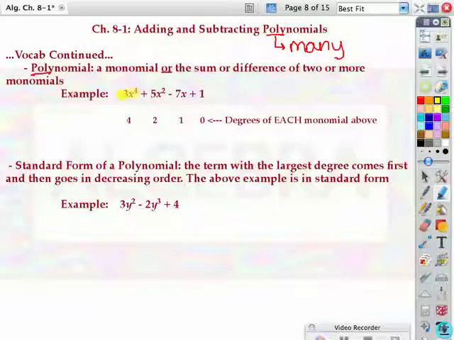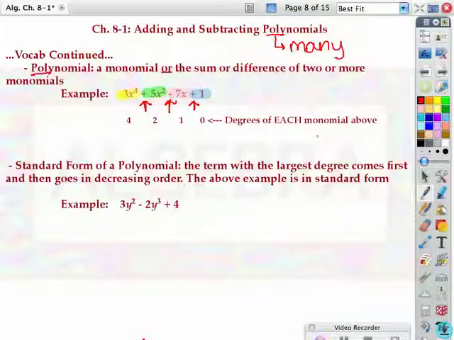This is a monomial. And then we move down the line, a positive 5x squared, that's a monomial. If we keep moving, negative 7x is a monomial. And then our last one, plus 1, that's a monomial. So each one individually is a monomial. To have a polynomial, we're adding in these signs here. Plus, minus, those types of signs. We're adding things, subtracting things.